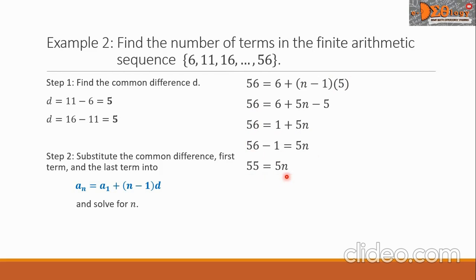Let us solve for n. Divide this equation by the coefficient of n, which is 5. So this 55 divided by 5 will give 11. This 5n divided by 5 will give us n. So we can write n equals 11. So this is the number of terms for this finite arithmetic sequence. This is our final answer.